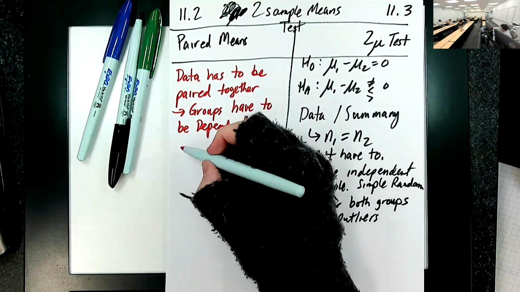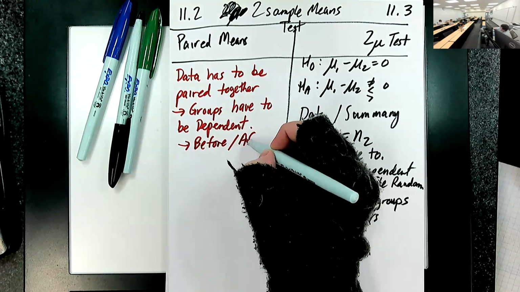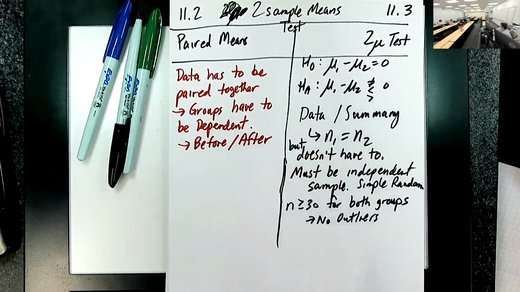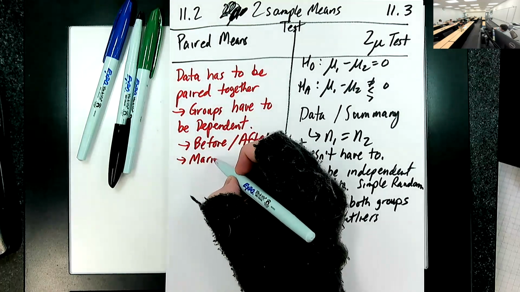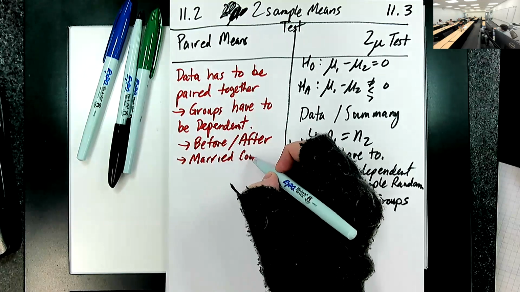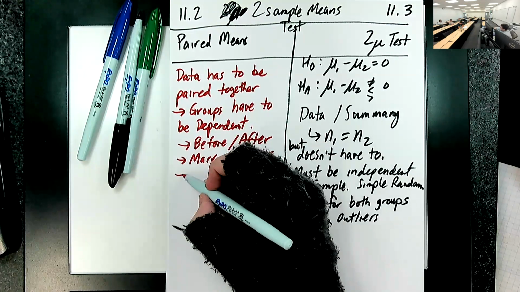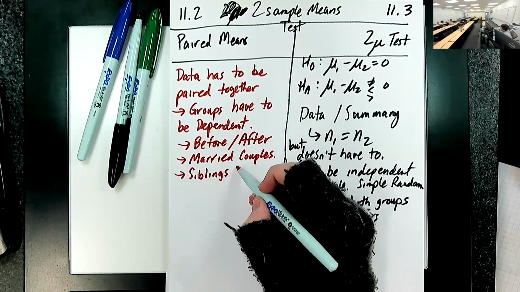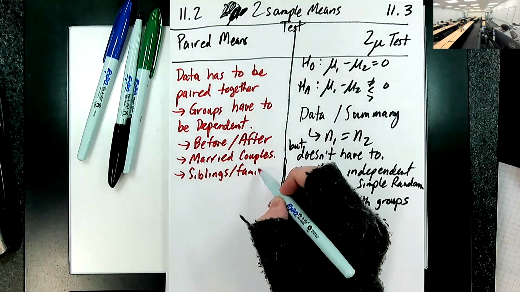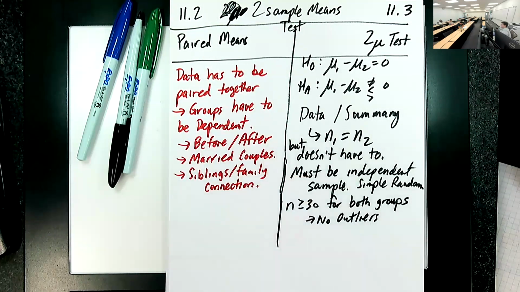Common forms are before and after. It can be the same subject, but before and after something happens. You can have married couples. Siblings is a common one. Or, you know, some sort of family connection. But there has to be a relationship.